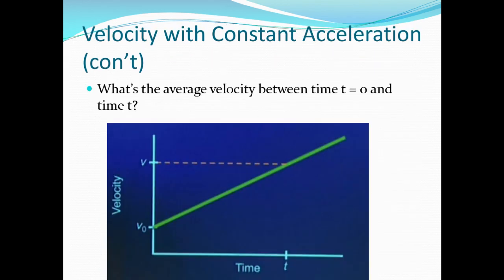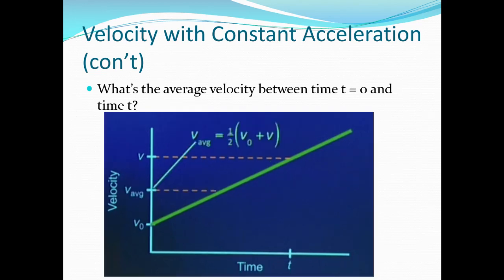If we want to find the average velocity between time t equals 0 and some other later time, if the acceleration is constant, the velocity versus time graph will have a linear relationship, and the average will turn out to be just adding up the initial and final velocities and dividing by 2. So if you look at the graph, right in the middle between v naught and v on the y-axis, the average is right in the center.